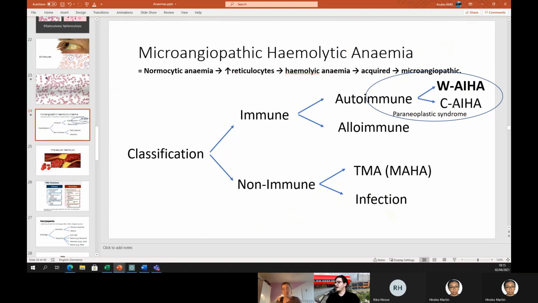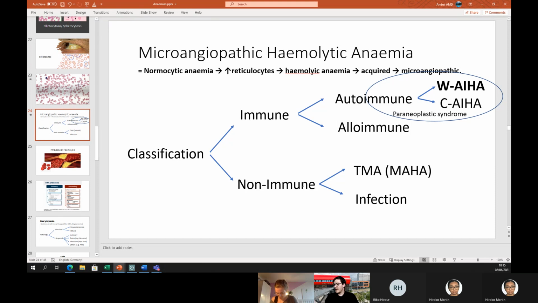And there's two different types of autoimmune hemolytic anemia. Namely, you have the warm autoimmune hemolytic anemia. So W stands for warm, C stands for cold. Warm is the more common one, and I'm mostly mentioning it because they can be seen in the context of a cancer, right?